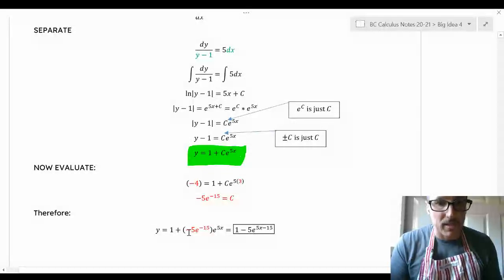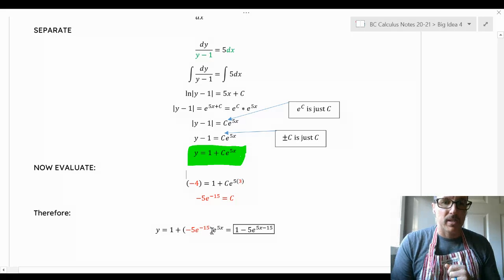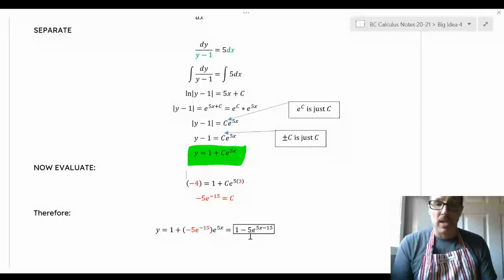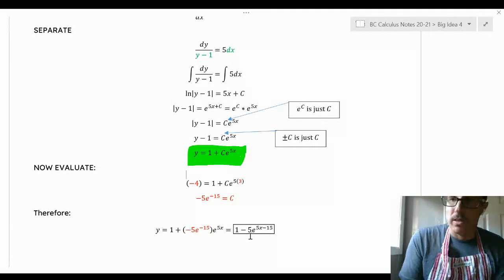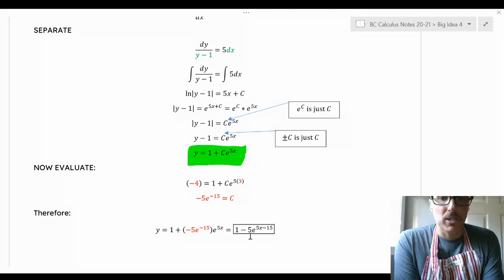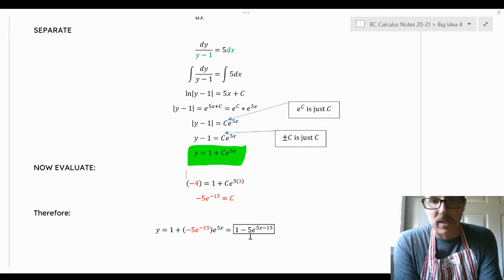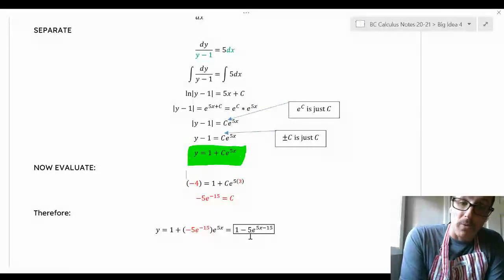So y is equal to, you can see that's where the c is supposed to go. So negative 5e to the negative 15th sits in that spot, and then cleaning it up a little bit, combining the exponents, and making it look all pretty, I get that y is equal to 1 minus 5e to the 5x minus 15. And that will satisfy the differential equation. So again, that was kind of switching the last two orders. Instead of evaluating, then isolating, I isolated, then evaluated.